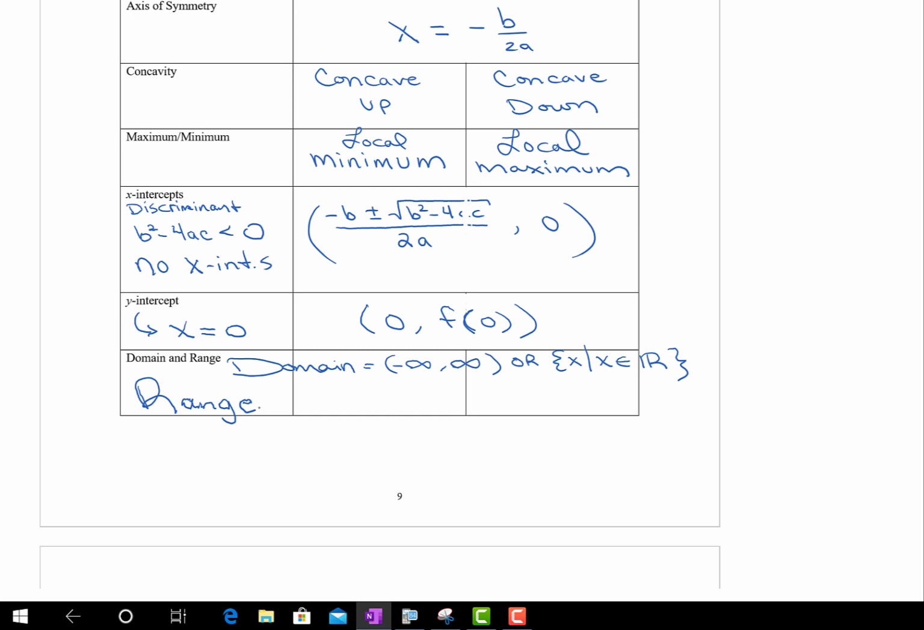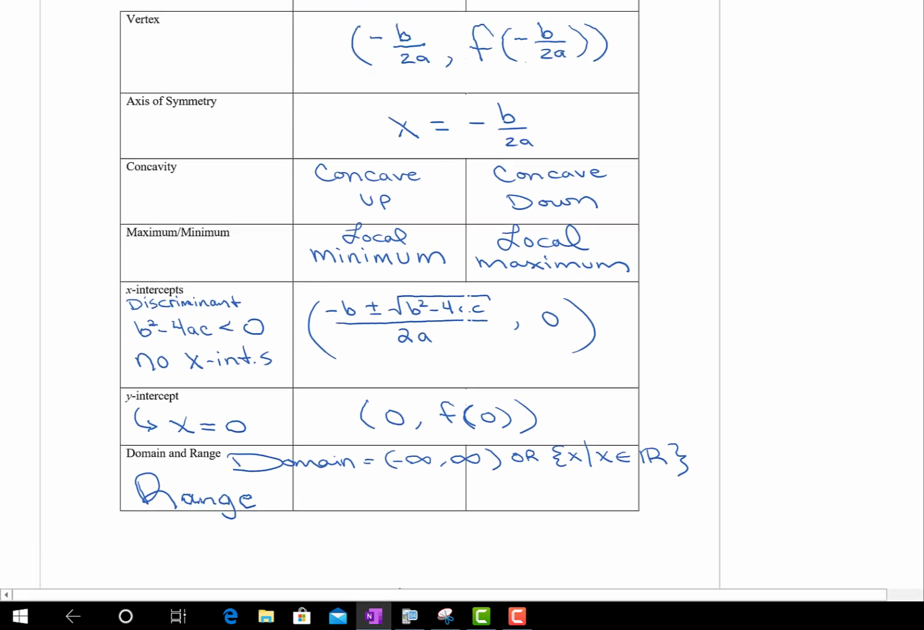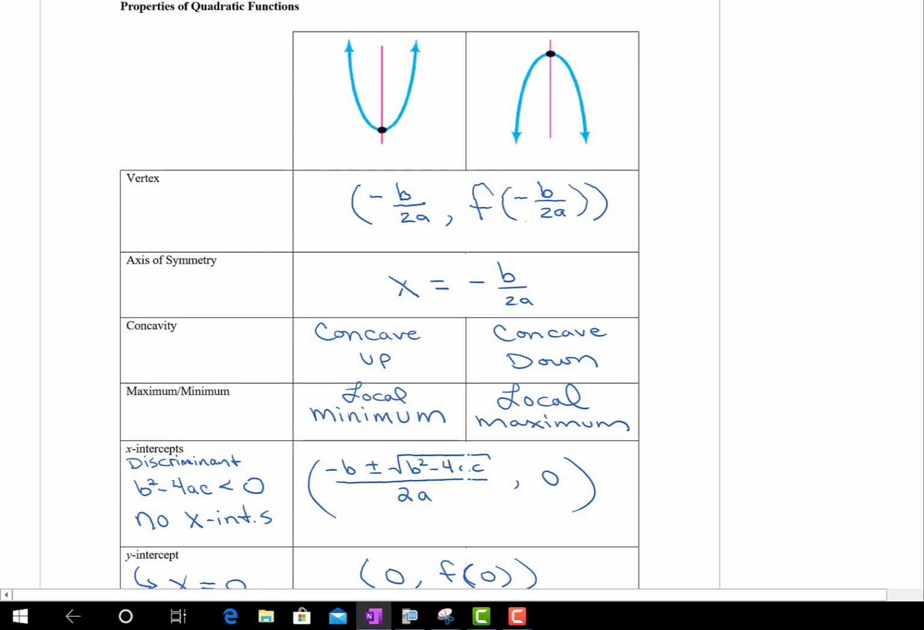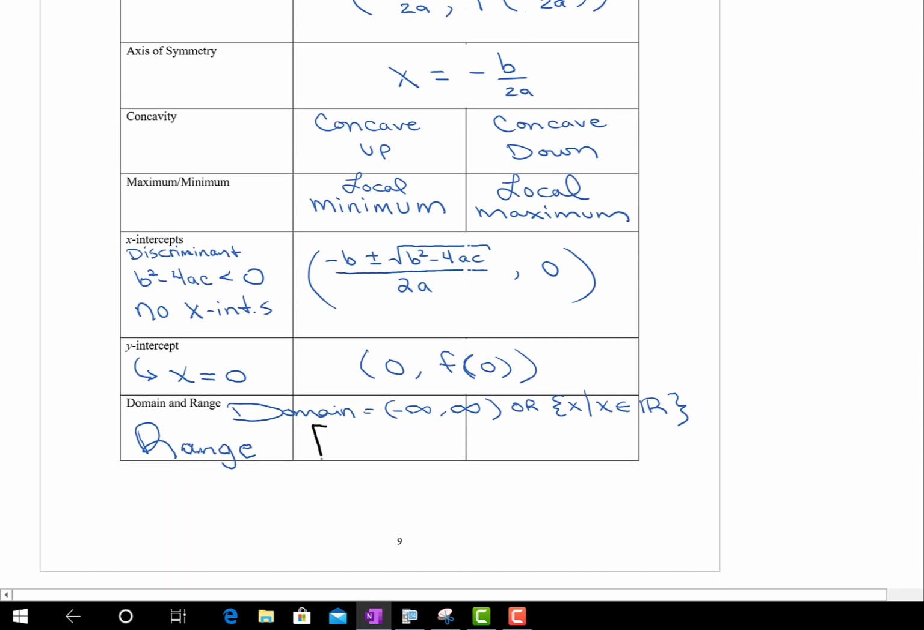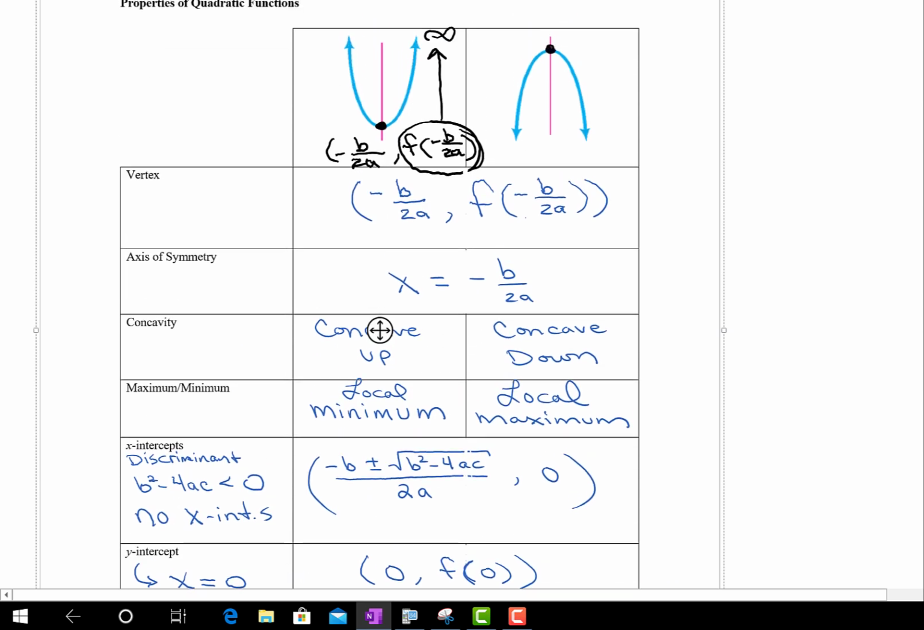If it opens upward, then the lowest value is going to be that minimum value. So we'll start off with that value. It's going to be the half closed interval from, and you're basically going to use the y value of the vertex. Remember what we said the vertex is. In this case, the vertex is negative b over 2a, f of negative b over 2a. So that's the y value, that second coordinate. That's where our interval starts, because that'll be the lowest value, and it goes up towards infinity. So we write the half closed interval from f of negative b over 2a, comma, infinity. Open on infinity, it's always open on infinity.